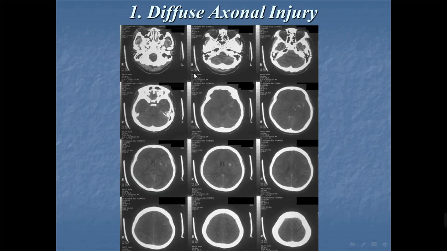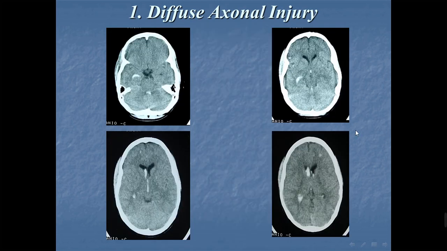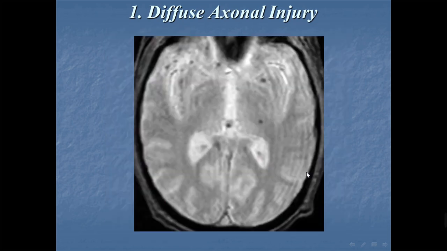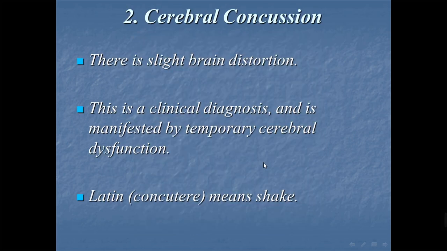For example, this is also a CT scan of the brain having compressed ventricles with some brain edema and many spots of blood here and there, due to diffuse axonal injury. Also, another showing diffuse axonal injury with multiple spots of blood here and there, even intraventricular bleeding is present. Another case of diffuse axonal injury, MRI of the brain.